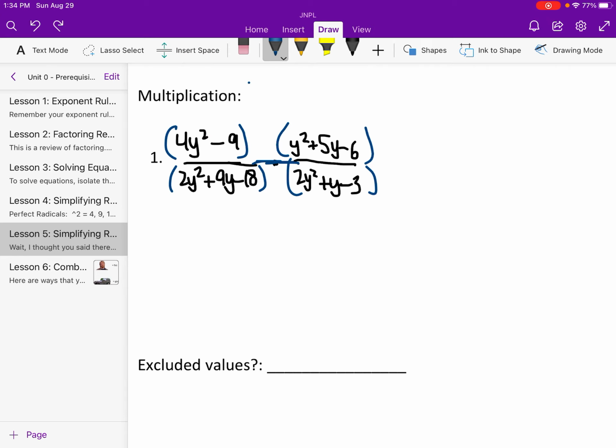It's a difference of squares. How we know that is because we can take the square root of 4, we can take the square root of a y squared and a 9, and it's a difference. So we just take the square root of everything that we see and have 2 factors. So 2y plus 3, 2y minus 3.